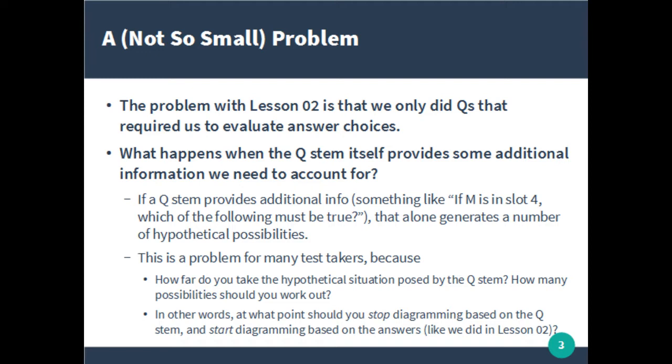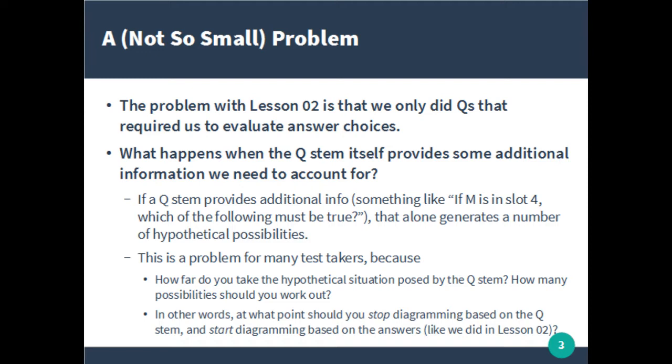So what am I talking about when I say a question stem itself providing additional information? What I mean is if a question stem provides additional information, something like if M is in slot 4, which one of the following must be true, that alone generates a number of hypothetical possibilities before we even get to answer choices. So the question itself could possibly demand that you do a little bit of diagramming and a little bit of predictive work. Again, this has nothing to do with answer choices yet. The question itself directs you to a situation that potentially leads to a lot of drawing and diagramming.